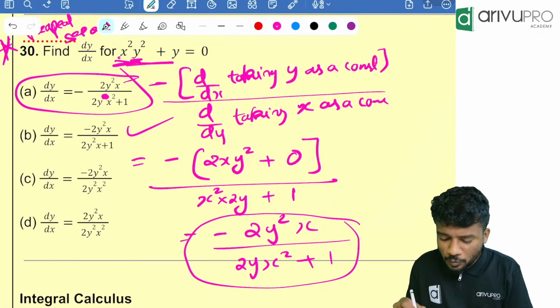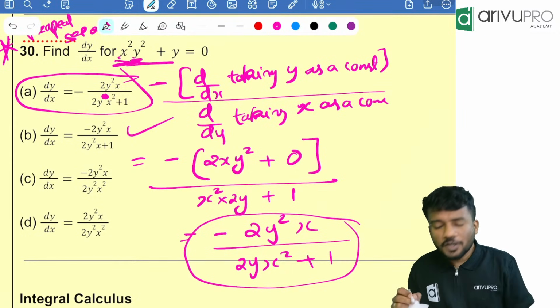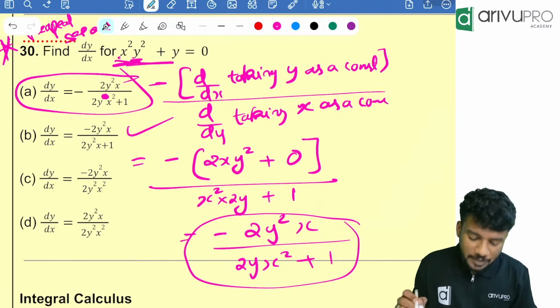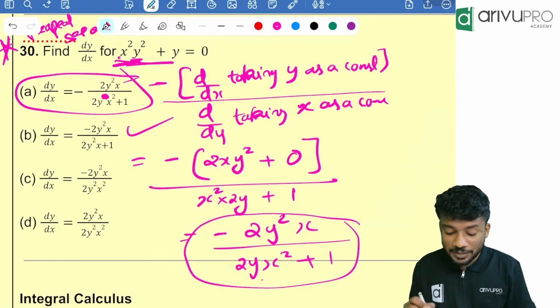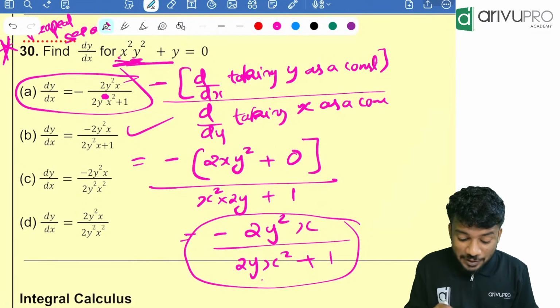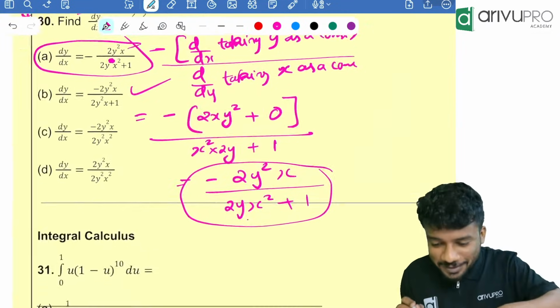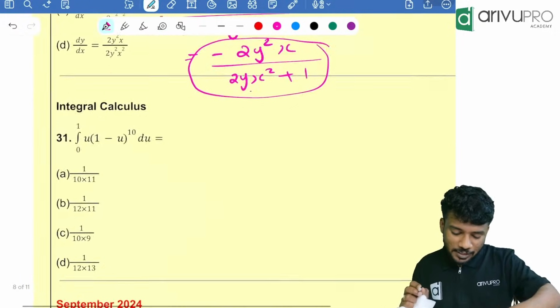2 minus of 2y square into x divided by 2y into x square plus 1. 2y into x square, because we are taking x square as constant in the denominator. Got the logic? Yes. Next question.